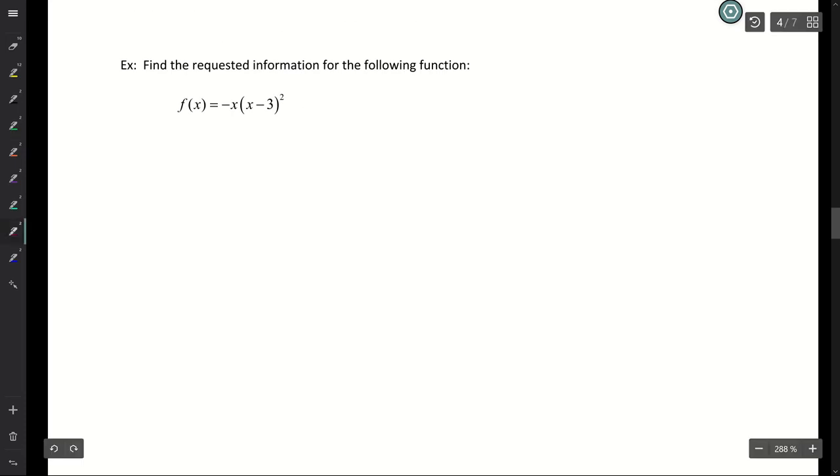So the first thing here is talking about the domain. This function, if you were to square out that x minus 3, you'd have to FOIL it out. You'd have to run through that negative x. This is a polynomial for all practical purposes, even though it's not multiplied out, but that's going to indicate that my domain is going to be all real numbers. So I do want to make that note.